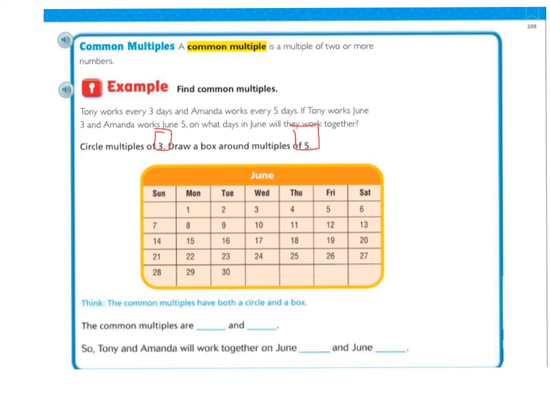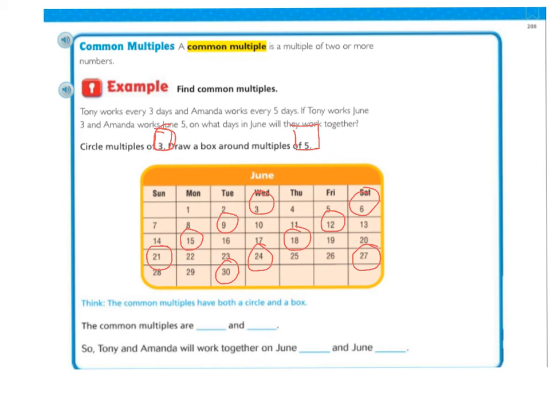Okay, so to find the multiples, I have to multiply the given number by a counting number. Let's start with 3. Remember, we are circling. So 3 times 1 gives me 3. 3 times 2 gives me 6. 3 times 3 gives me 9. 3 times 4 is 12. 3 times 5 is 15. 3 times 6 is 18. 3 times 7 is 21. 3 times 8 is 24. 3 times 9 is 27. And 3 times 10 is 30.